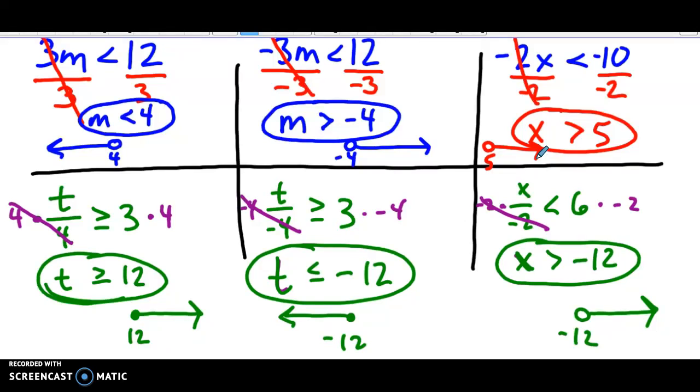All right, you are ready to check out your 9-2 worksheet, which is also in Schoology if you need to pull it up. Make sure that you solve and graph, and remember to reverse your inequality symbol anytime you multiply or divide by a negative.